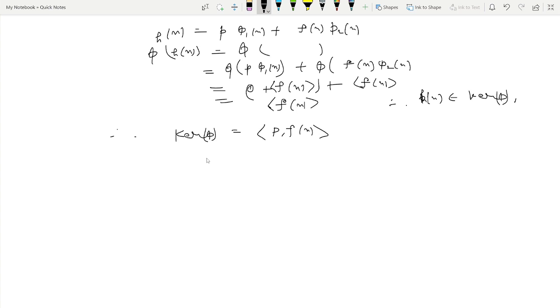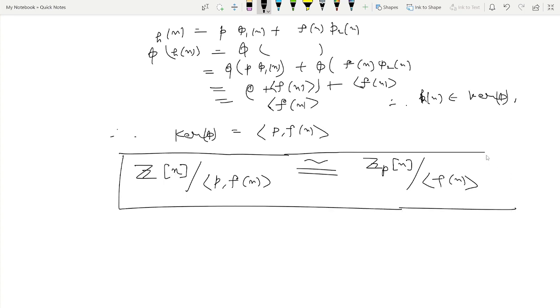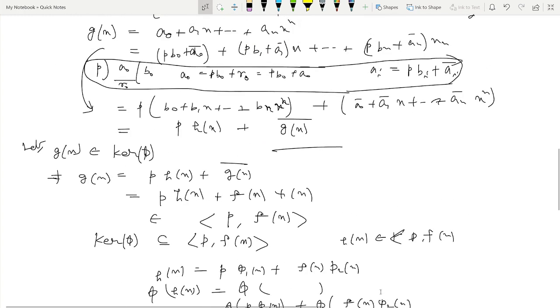So by the first isomorphism theorem, we now have Z[x] by ker phi, that means Z[x] modulo the ideal (p, f(x)), is isomorphic to Z_p[x] by the ideal generated by f(x). So this result is a very important result and we will use it to solve this problem. So now look at our options 1, 2, 3, 4.